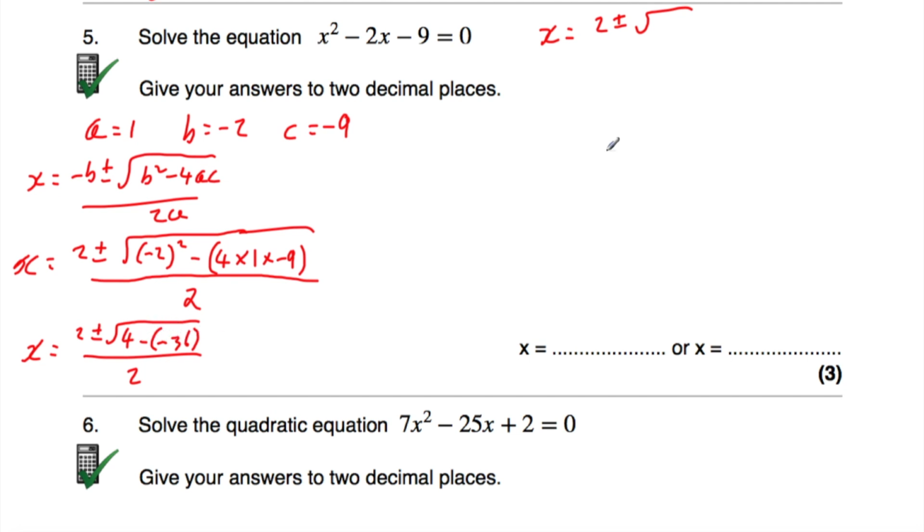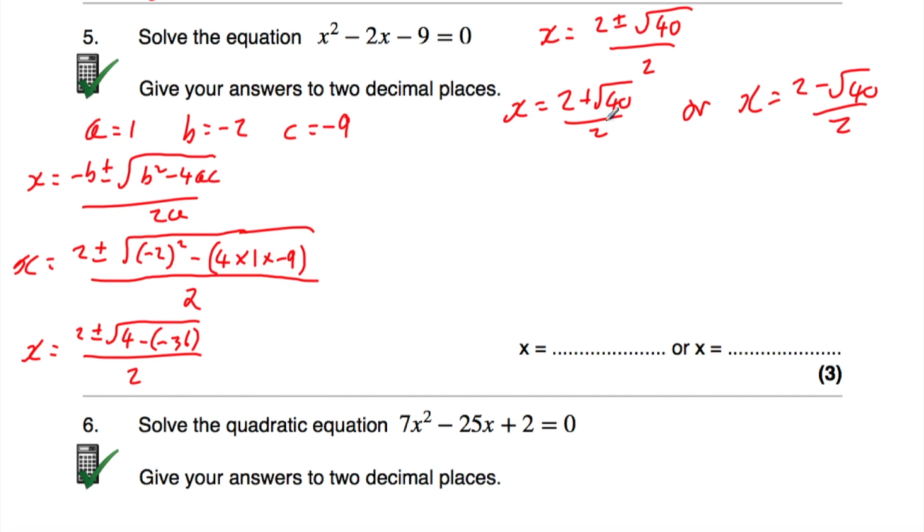It's going to be 4 plus 36, which is 40, so the square root of 40, all divided by 2. So we've now got that x is equal to 2 plus or minus the square root of 40 over 2. So let's get our two possible solutions. So we've got x is equal to 2 plus the square root of 40 over 2, or x is equal to 2 minus the square root of 40 over 2. So we've got our two possible solutions.